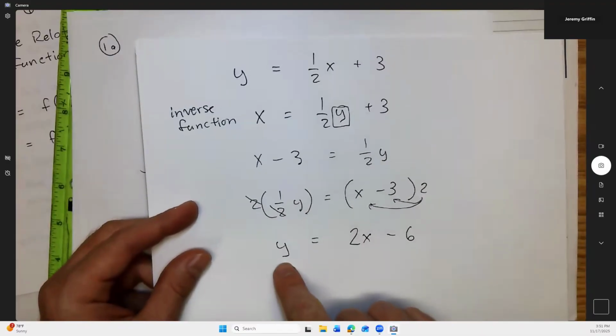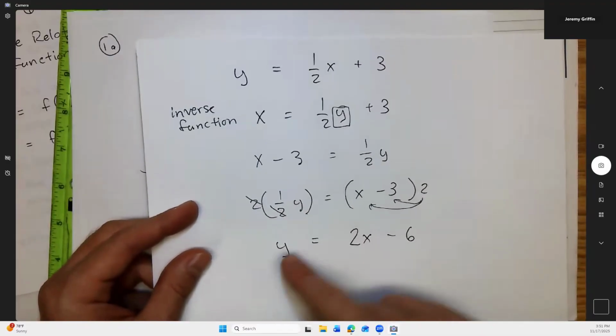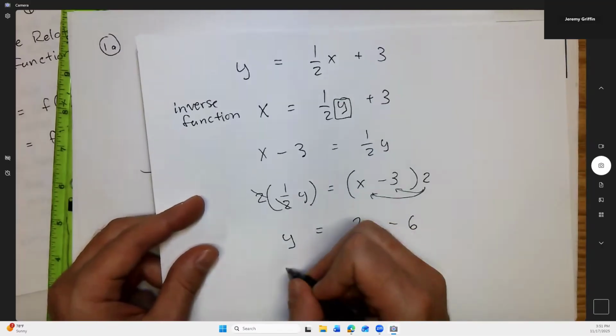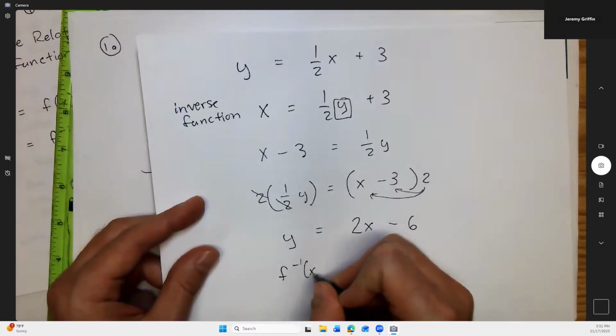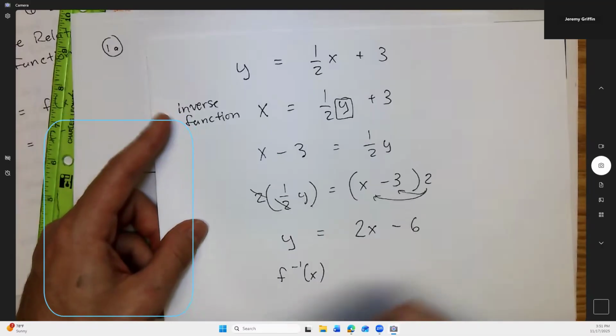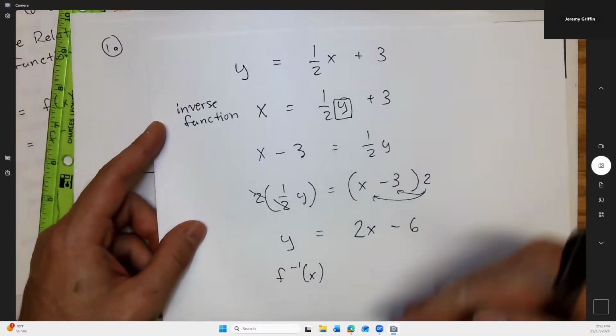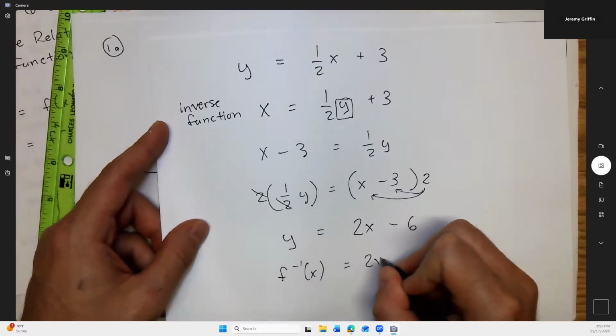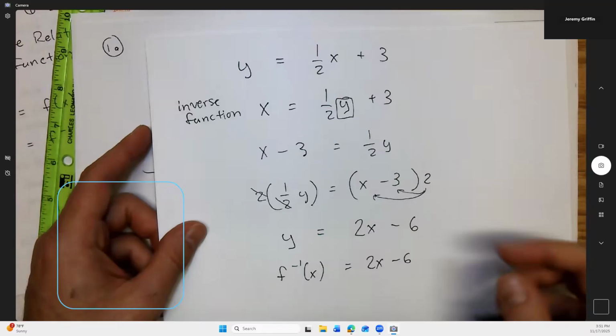Now, instead of y equals, because that was my original expression, I could call this f inverse of x, because I did just find this inverse function. So everything inverse function and down is the same expression. I get 2x minus 6. Is that the equation of my pink line?